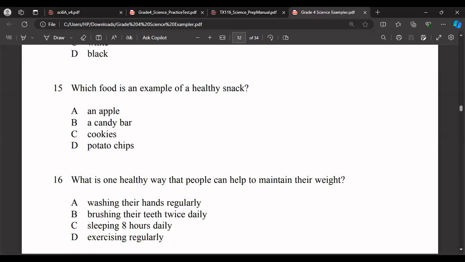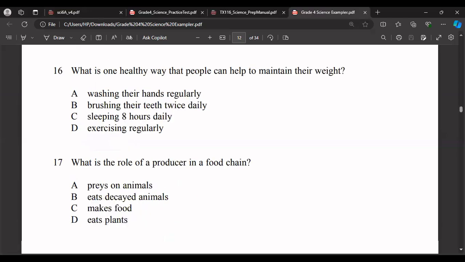A. Great. Correct. Is a candy bar not a healthy snack? No. Why? Candy is not healthy. How about cookies? No. How about potato chips? No. Great. But that doesn't mean we don't eat them. We only eat them occasionally. Occasionally, in small quantities, right? So, here we have it, number 16.